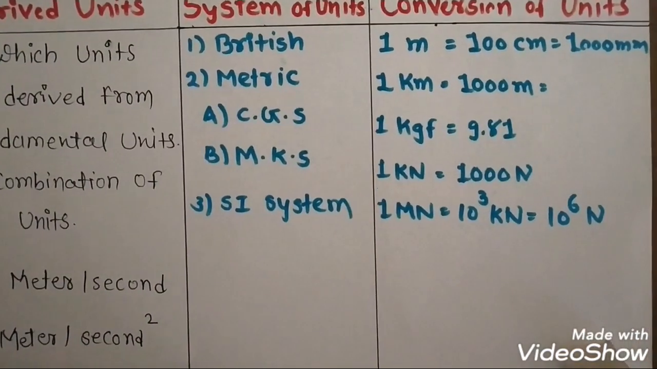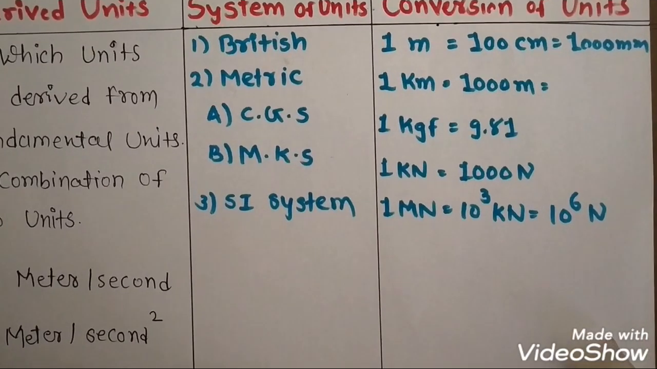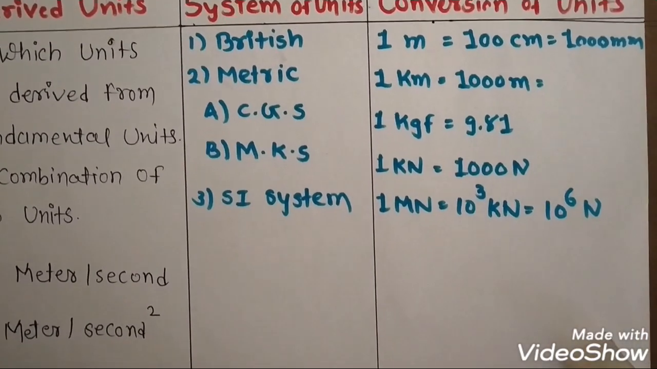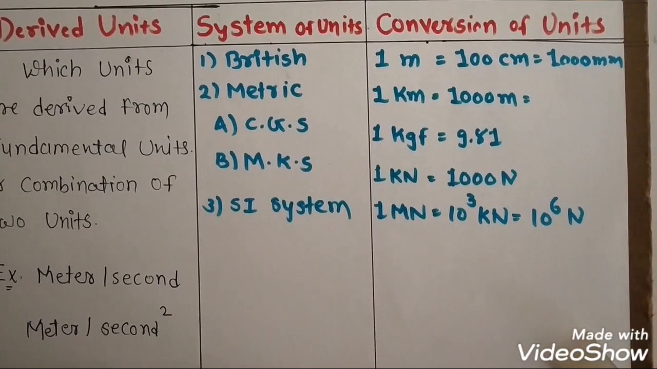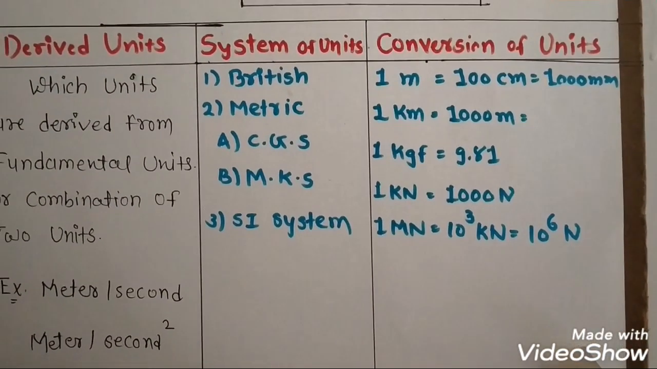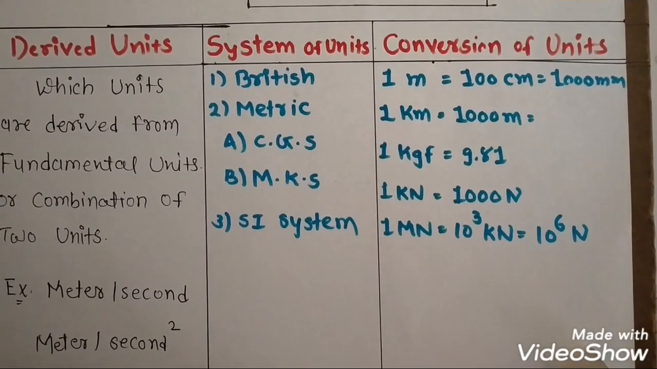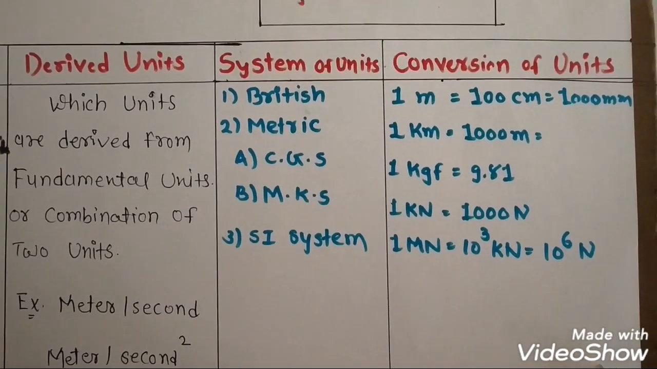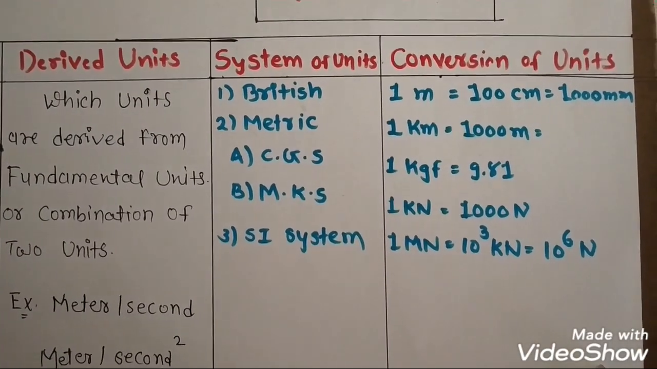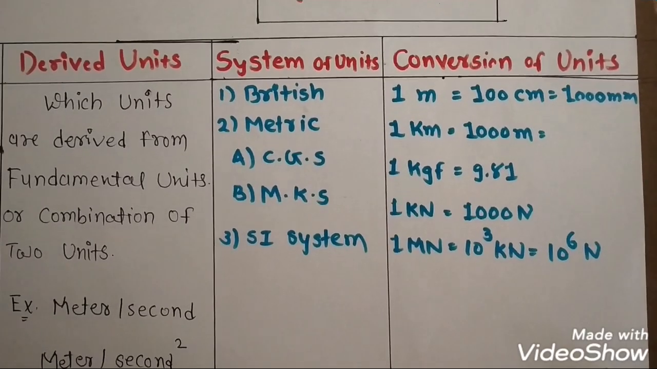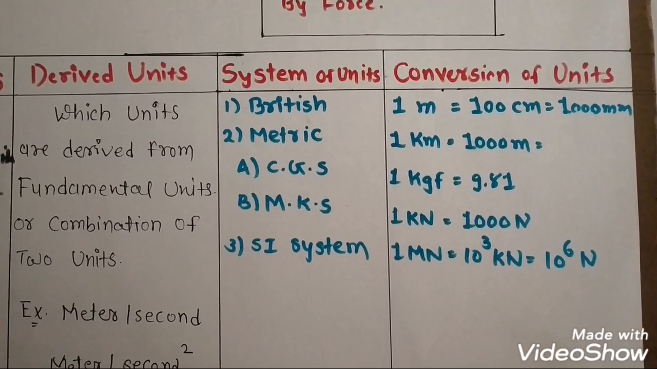Friends, there are some conversions of units. The first one is 1 meter is equal to 100 centimeter is equal to 1000 mm. 1 kilometer is equal to 1000 meter. 1 kgf is equal to 9.81 Newton per meter square. 1 kilonewton is equal to 1000 Newton. 1 meganewton is equal to 10 raised to 3 Newton. Kilonewton is equal to 10 raised to 6.